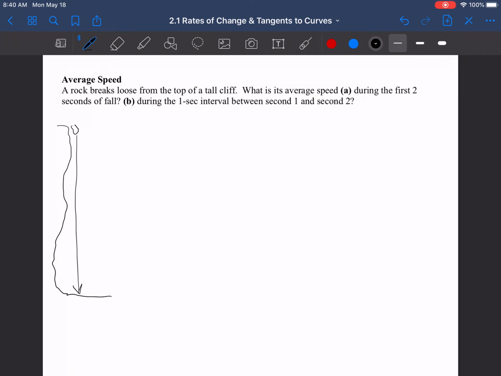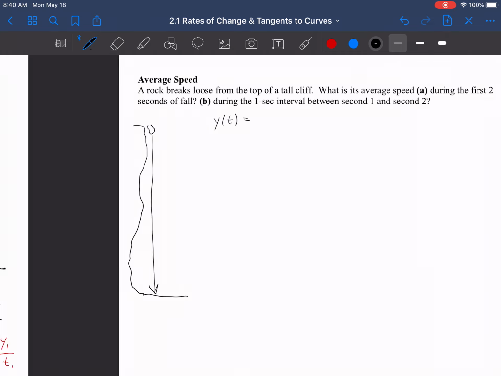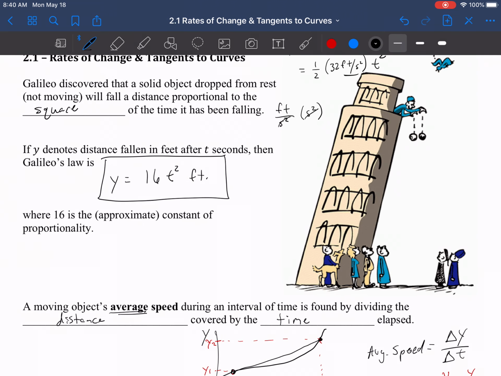So if we work on this one, we can say that y as a function of time, position as a function of time, is what we had on this page, which was 16t squared feet.